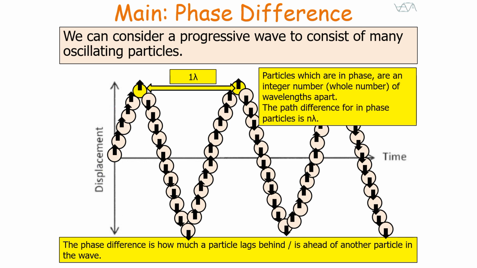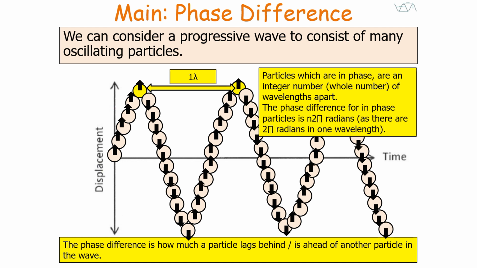So what we can say is that particles which are in phase are an integer, a whole number of wavelengths apart. So the path difference for in phase particles is n lambda, where n is any integer. The phase difference for in-phase particles, now in angles, is n 2 pi radians, because there are 2 pi radians in one wavelength, or you could say n 360 degrees, because there are 360 degrees in one wavelength.